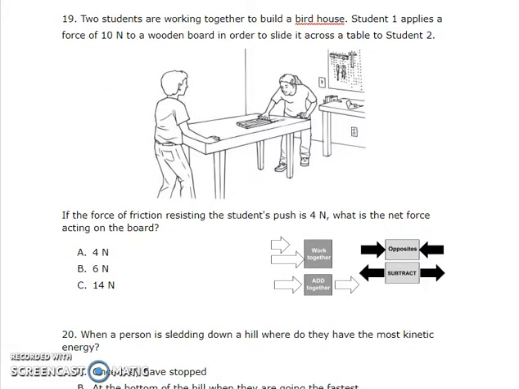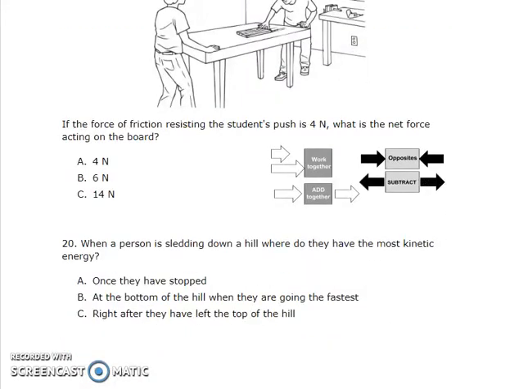Number 19. Two students are working together to build a birdhouse. Student 1 applies a force of 10 newtons to a wooden board in order to slide it across a table to student 2. If the force of friction resisting the student's push is 4 newtons, what is the net force? A, 4, B, 6, or C, 14?